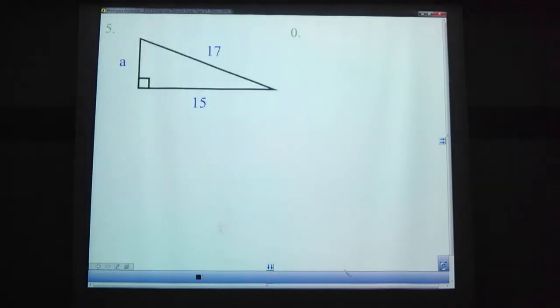Okay, check out this problem here. Label the sides A, B, and C like you normally would. We already have one of them labeled A for you. And see if you can see what's different about this problem compared to the other ones, and see if you can set up the formula correctly. And if you're really adventurous, try solving it too.